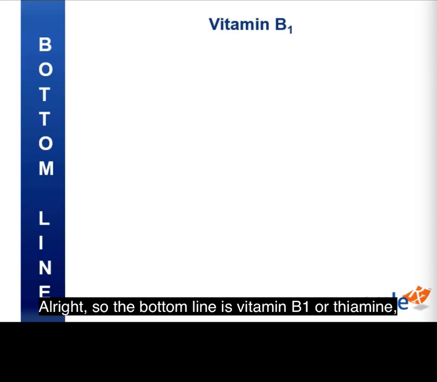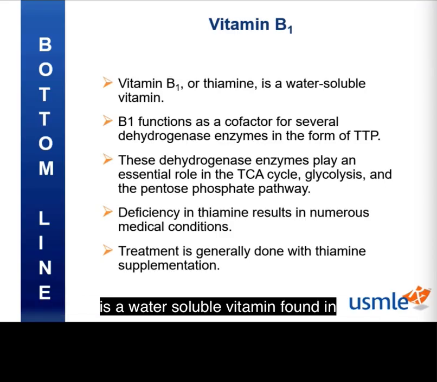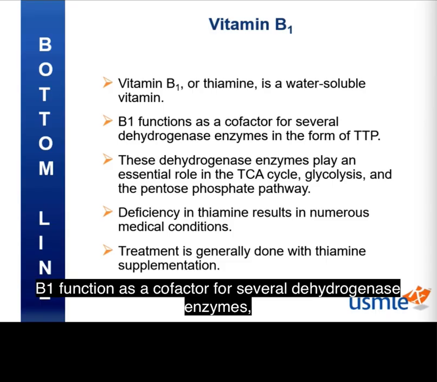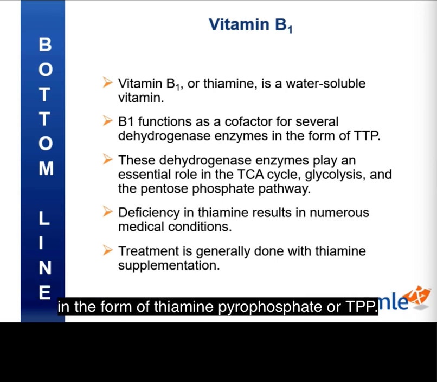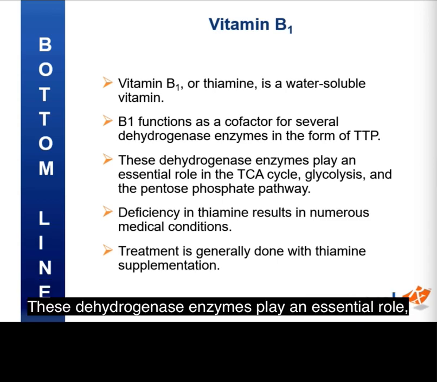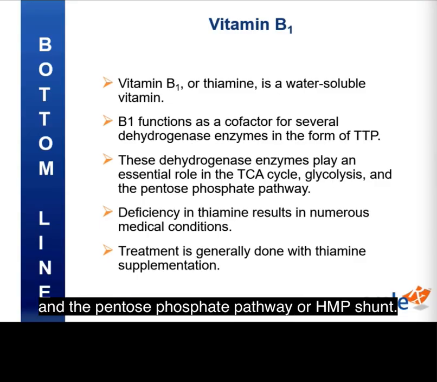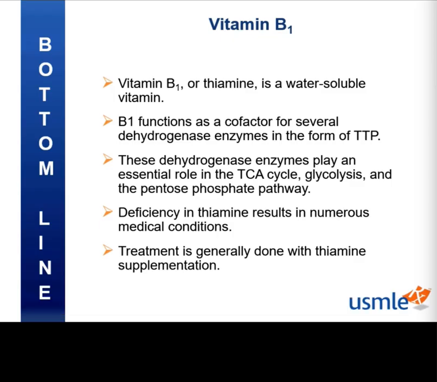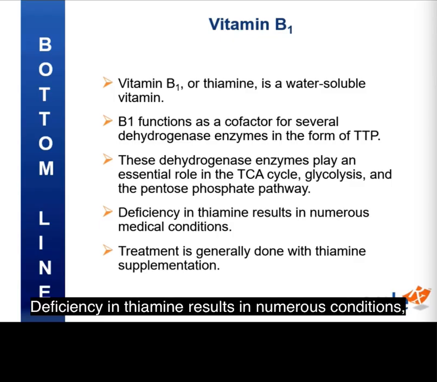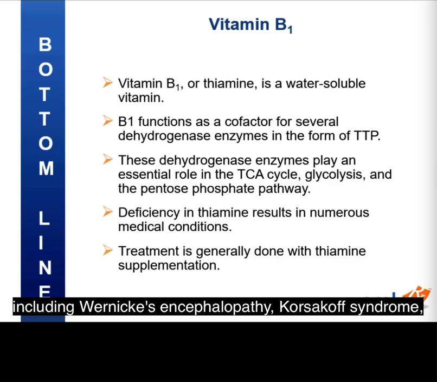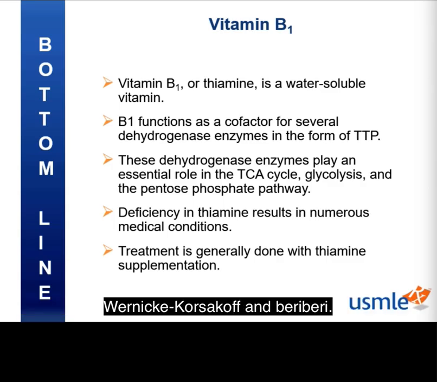Alright, so the bottom line is vitamin B1 or thiamine is a water-soluble vitamin found in grains, meats, and legumes. B1 functions as a cofactor for several dehydrogenase enzymes in the form of thiamine pyrophosphate or TPP. These dehydrogenase enzymes play an essential role in the TCA cycle, glycolysis, and the pentose phosphate pathway, or HMP shunt. Deficiency in thiamine results in numerous conditions including Wernicke's encephalopathy, Korsakoff syndrome, Wernicke's-Korsakoff, and beriberi. And lastly, treatment is generally done with thiamine supplementation.